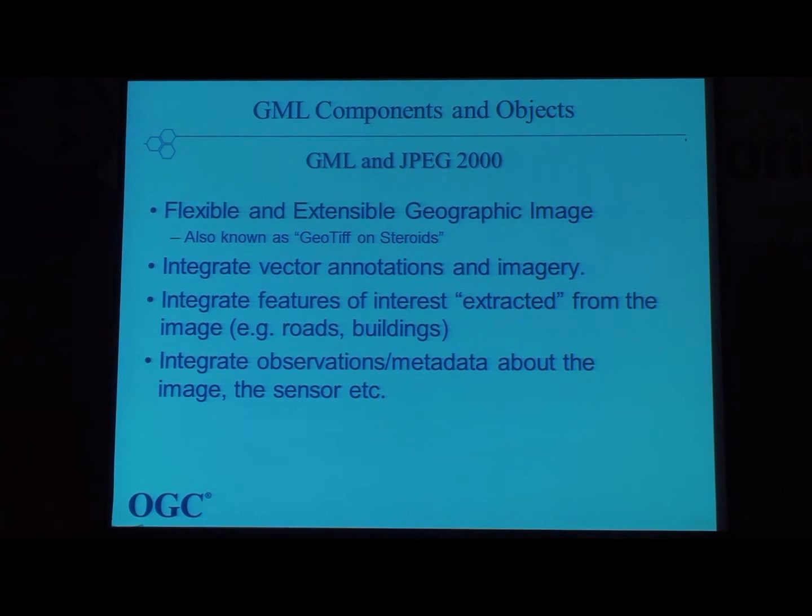So now features are typically extracted from the image. The image is taken first, and then features are identified from it, and then described in GML. You can integrate things like observations, so sensor data and metadata about the image, and also store it in the XML box part of the JPEG 2000 file.